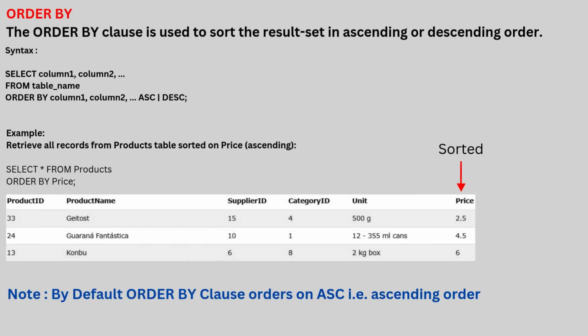The order by clause is used to sort the result set in ascending or descending order. Syntax: select column 1, column 2 from table name order by column 1, column 2, ascending or descending. Example: retrieve all records from products table sorted on price, ascending. Select star from products order by price. Watch the price column has been sorted in ascending order in the output below.